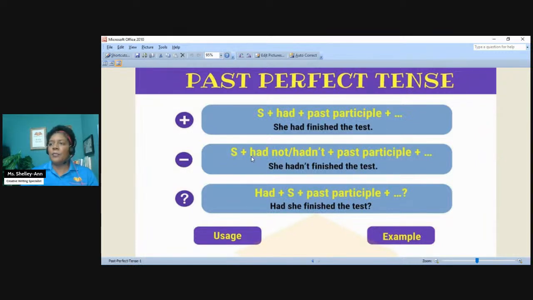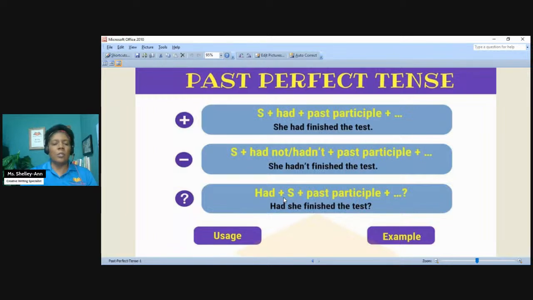Then if it's negative, subject plus had not, because of course in a report we're not using the contraction, so we don't want to say hadn't. And then the past participle, and then we have question. In a question format like this, you would need to put it in reported speech, and you can say something like, Mrs. Robinson inquired if Richard had finished his homework. That's something that you can have in a report like that.